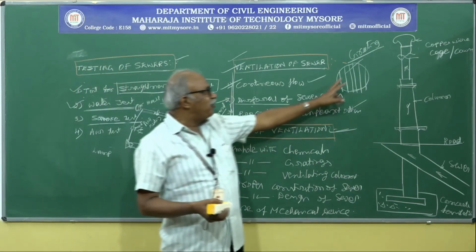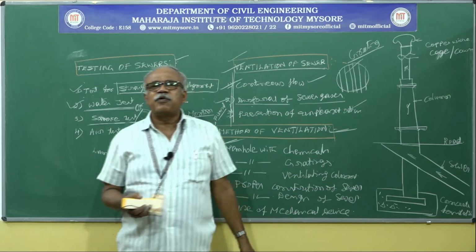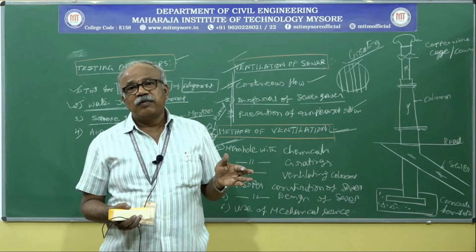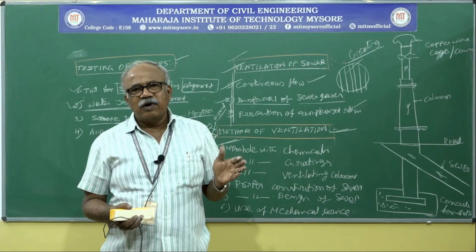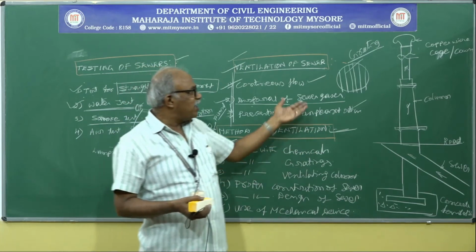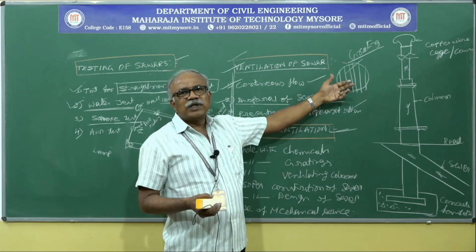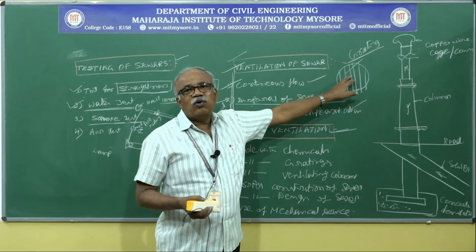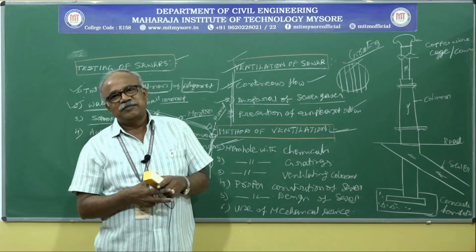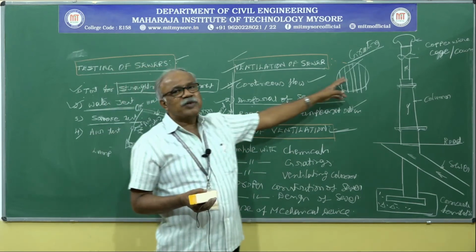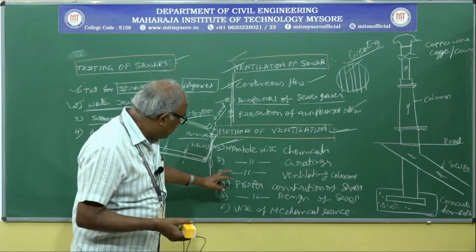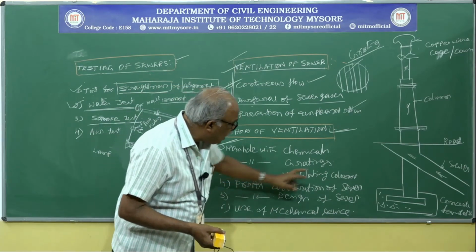Sometimes this grating is much more useful at the time of rainfall. Whatever storm water flows nearby or over this, it allows the storm water into the sewer lines. This is the multi-purpose option. Are you clear? Next method, manhole with ventilating columns.